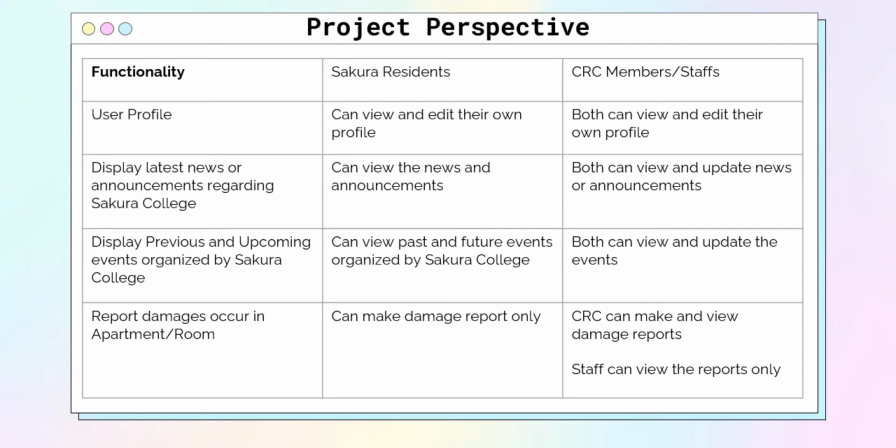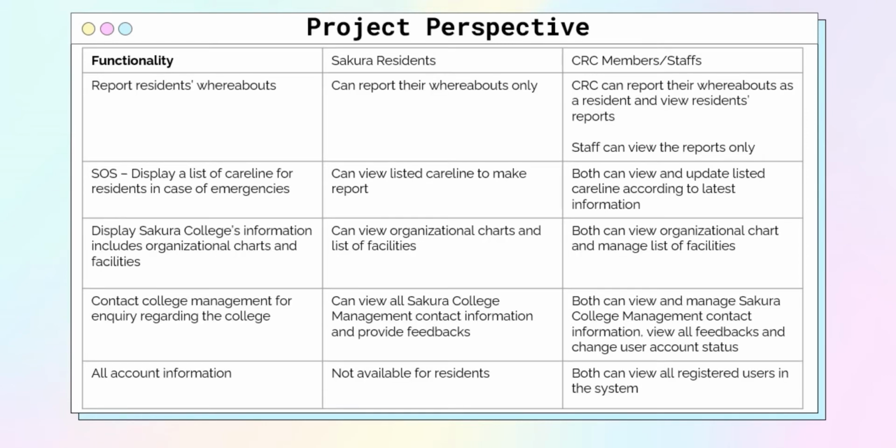Report damages that occur in an apartment or room. Sakura residents can make damage reports only. For CRC, they can make and view damage reports, and staff can view the reports only. For the report residents' whereabouts function, Sakura residents can report their whereabouts only. Meanwhile, CRC can report their whereabouts as residents and view residents' reports, and staff can view the reports only.